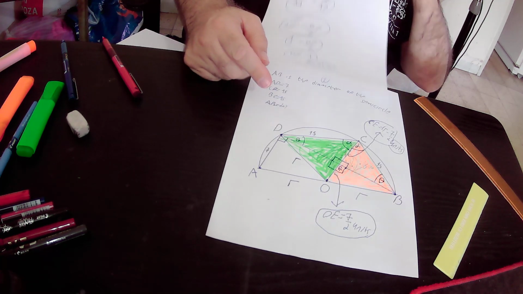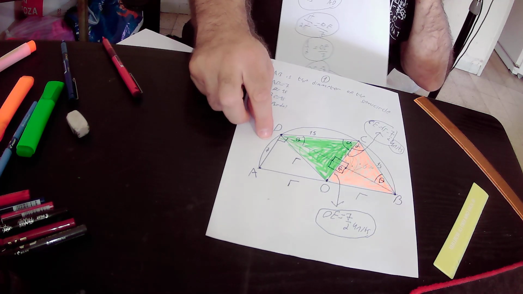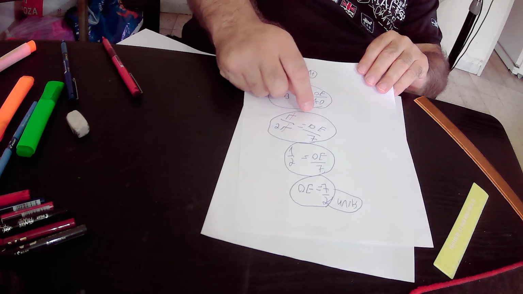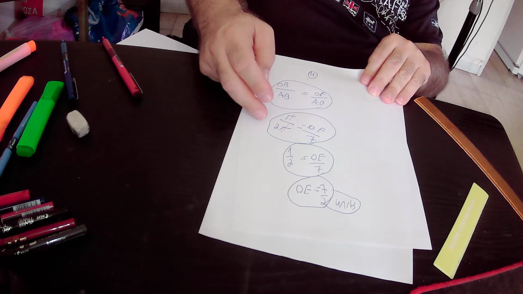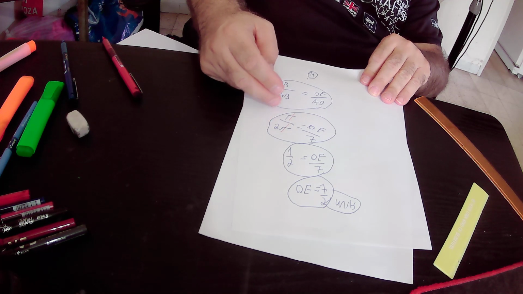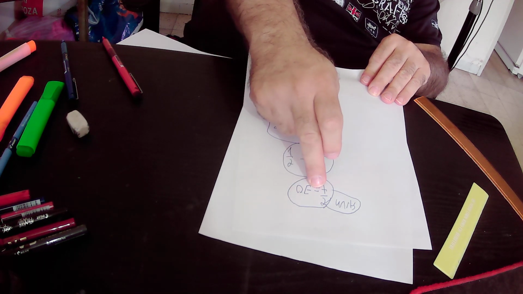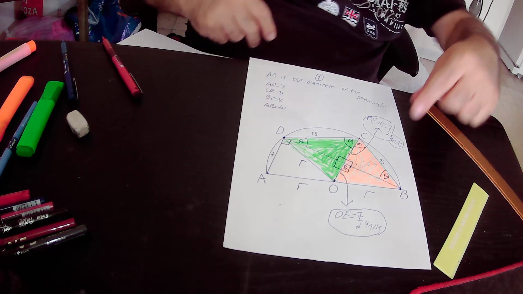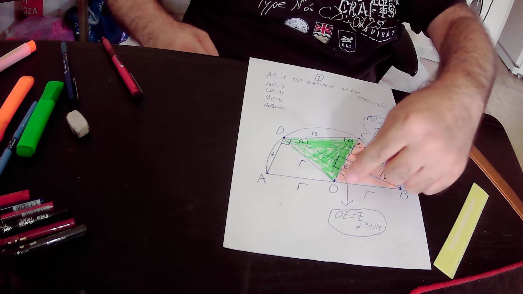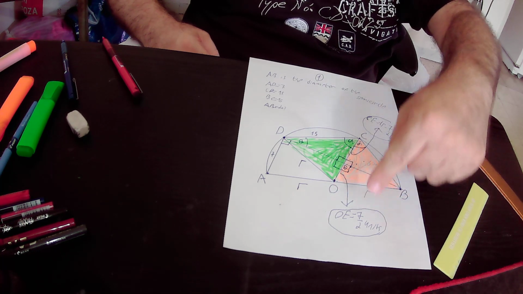And what is the value of AD? AD equals 7 units. So we found from this equality that OE equals 7 over 2 units. OE, this line segment, equals 7 over 2 units.